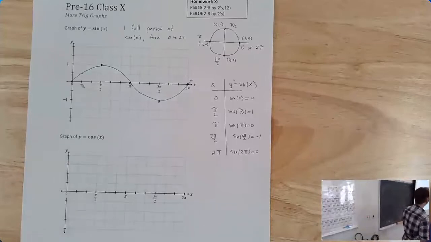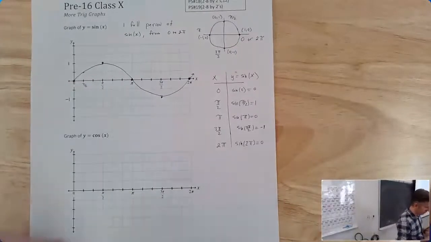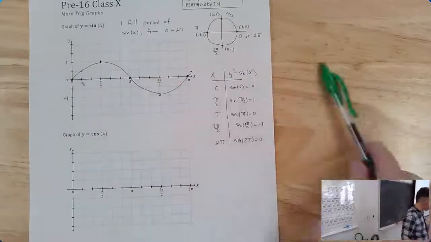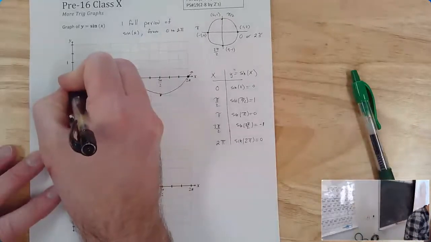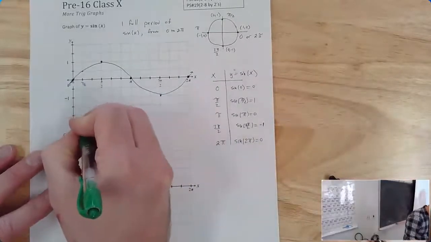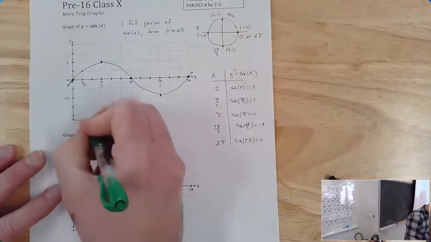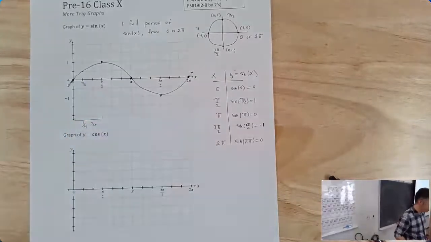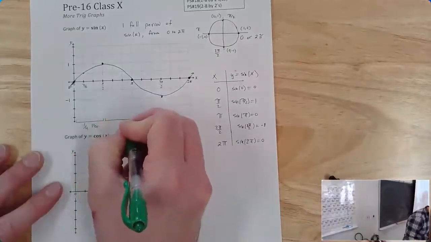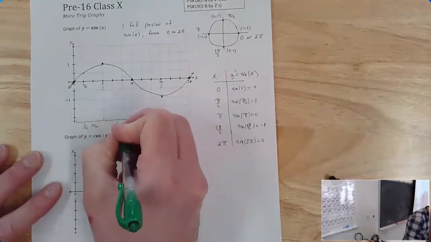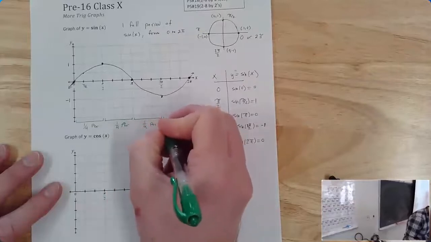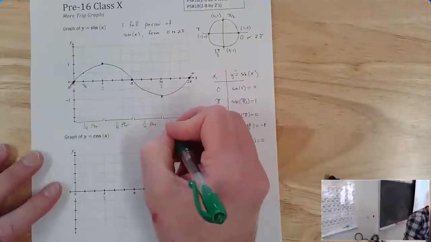A couple things to observe here. The most important thing I think is to observe the following. Each of these important points that I typically look for when I'm graphing sine, and I encourage students to look for when they're graphing sine or cosine, is that each of these important points is exactly 1/4 of the entire period away from each other. So from 0 to pi over 2 is 1/4 of a full period. From pi over 2 to pi is 1/4 of a full period. From pi to 3 pi over 2 is 1/4 of a full period. And finally, from 3 pi over 2 to 2 pi is 1/4 of a full period.